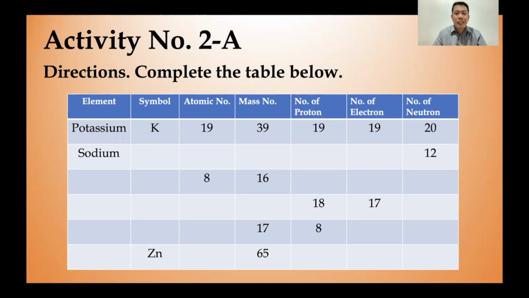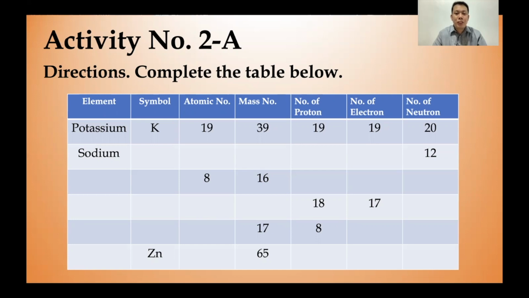Its atomic number is 19. So that atomic number can be found in the periodic table of elements. And the mass number can also be found there. All you have to do is round it off to a whole number. And then you have to remember that the atomic number is equal to the number of protons. So if the atomic number of potassium is 19, then its protons are also equal to 19.